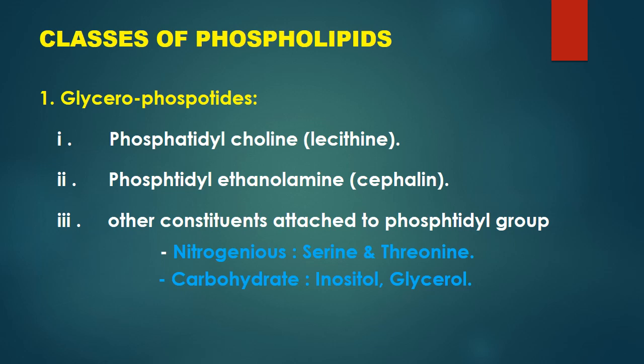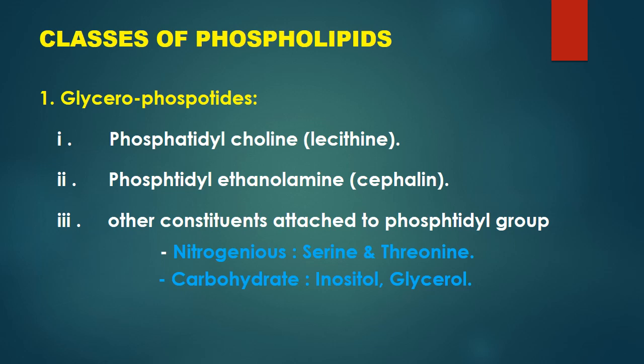Now the phospholipids themselves are classified into different categories. One is glycerophospholipids or glycerophosphatides. One example is phosphatidyl choline, which has the common name lecithin. There is phosphatidyl ethanolamine, which has the common name cephalin. These two are most commonly available in egg yolk. Egg yolk is rich in lecithin and cephalin, and they have excellent emulsifying properties, for which egg yolk is used in many food processing applications as a functional agent.